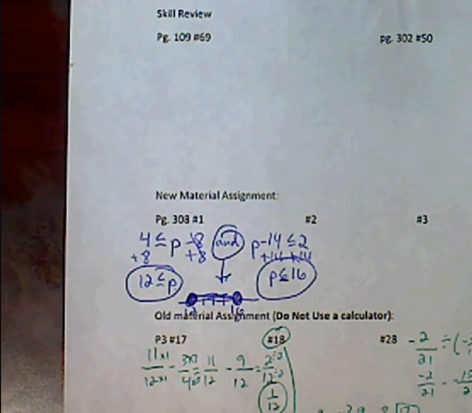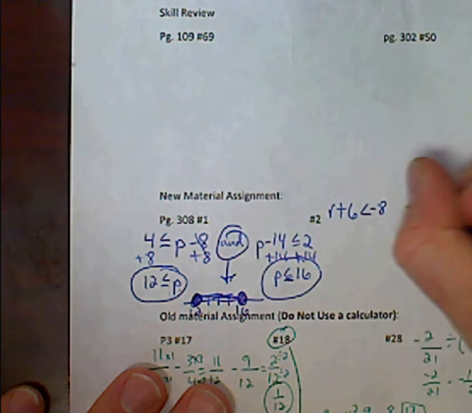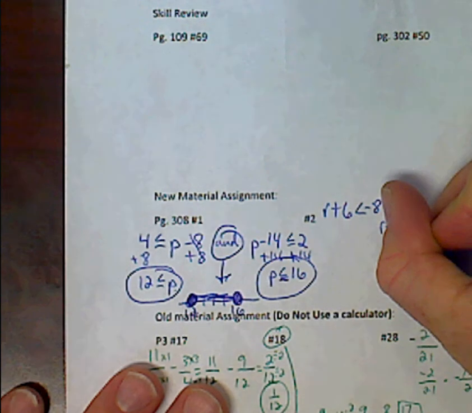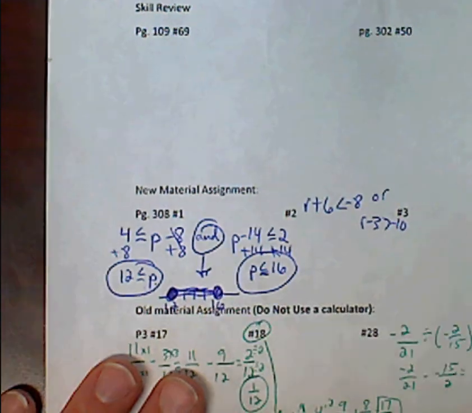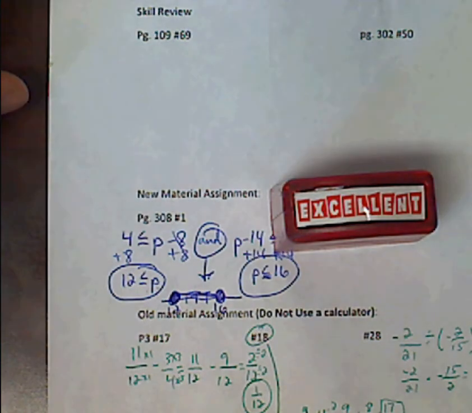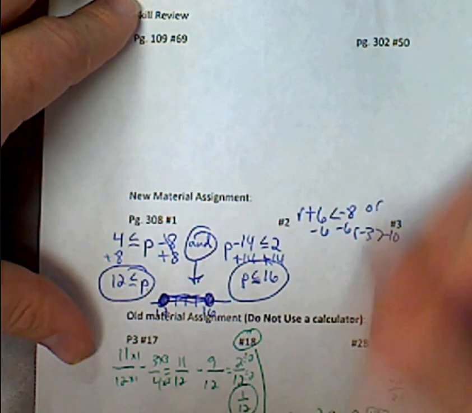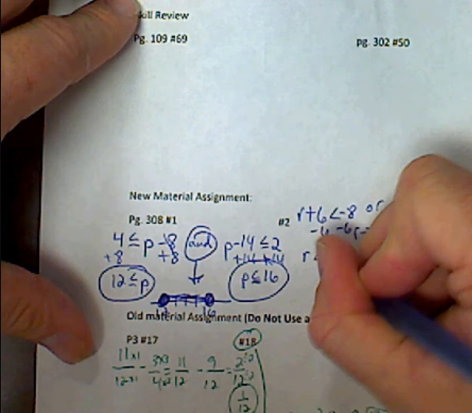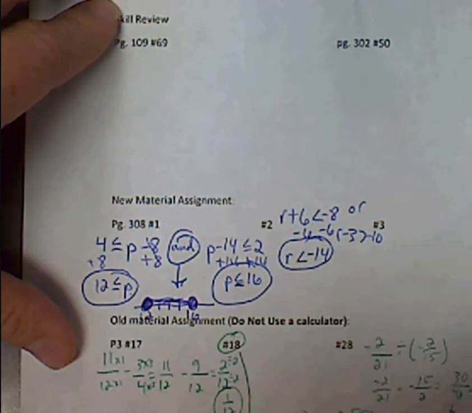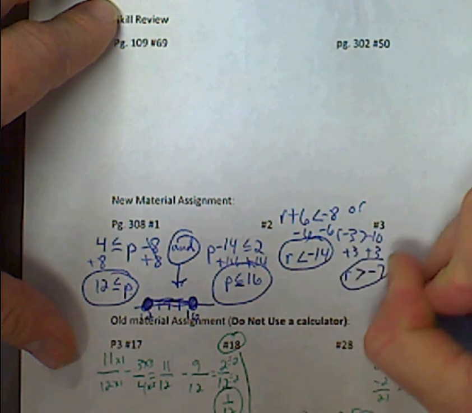So on number 2, I have r plus 6 less than negative 8, or r minus 3 greater than negative 10. I'm going to go ahead and solve both of those. Go ahead and solve both and try to graph yourself first. So I'm going to take minus 6 to both. So I get r is less than negative 14. That is one of mine. I add 3, I get r is greater than negative 7.